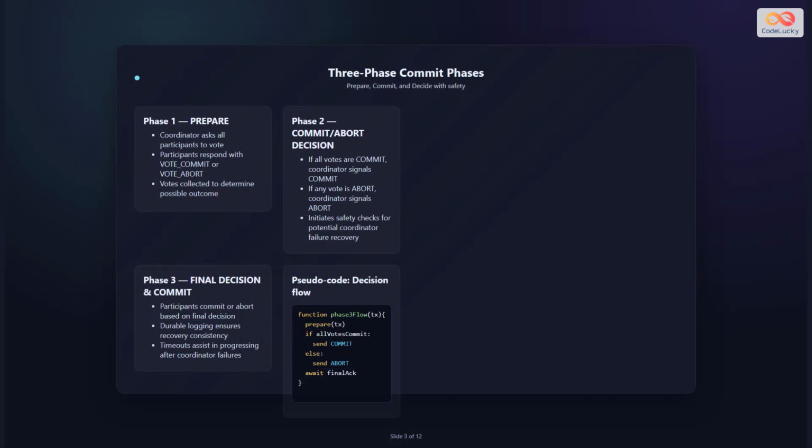Two-phase commit, or 2PC, has been the standard approach for decades. In 2PC, a coordinator asks all participants to prepare to commit, then tells them to commit or abort. However, 2PC has a critical weakness. If the coordinator crashes after receiving prepare votes but before sending the commit decision, all participants are blocked indefinitely, waiting for instructions. They cannot commit or abort, and they hold locks on their resources. This blocking problem is why 3PC was invented to solve this limitation.